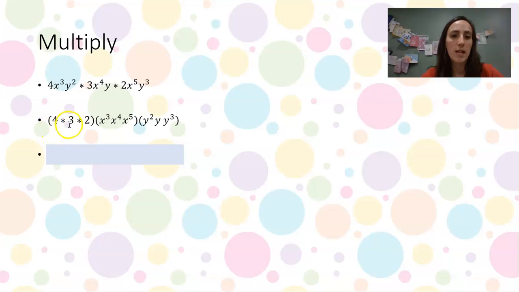Multiplying everything, 4 times 3 is 12, times 2 is 24. When I multiply my x's, I add 3 plus 4 plus 5. That's going to give me 12. And then my y's, I add my exponents. 2 plus, remember that's 1, plus 3 is going to give me 6. So my final answer is 24x to the 12th, y to the 6th.